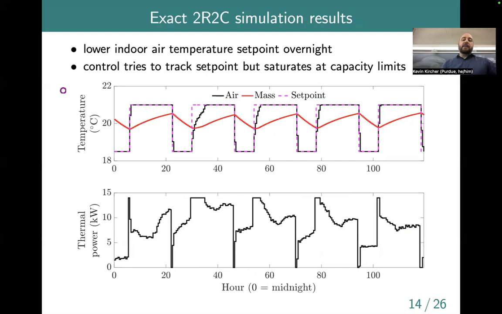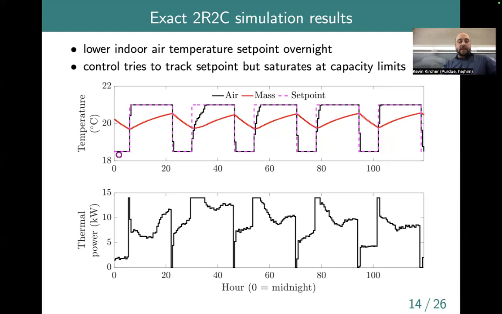Okay, so this is simulation results from basically the perfect set point tracking control. Actually it's the perfect tracking, but with saturation. So we're not allowed to turn on air conditioning, for example, and we only have so much heat that we can supply. I guess about 14 kW of thermal energy is our maximum capacity.